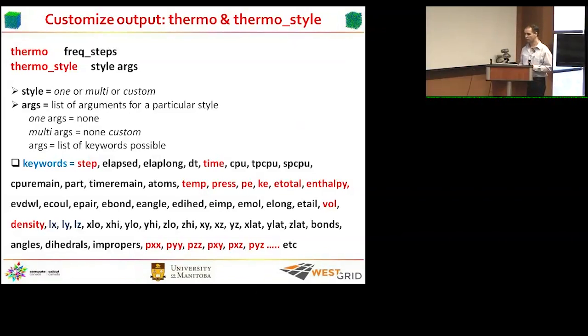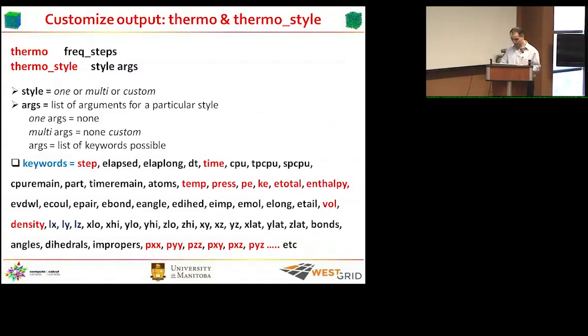Depending on your simulation. For example, if I run a simulation in the NVT ensemble, or NVE, I don't need to print out the box length because they don't change. It's a simulation at constant volume, so the volume of the system or the density don't change. So I don't need to write this information because whenever you write something, you consume time.